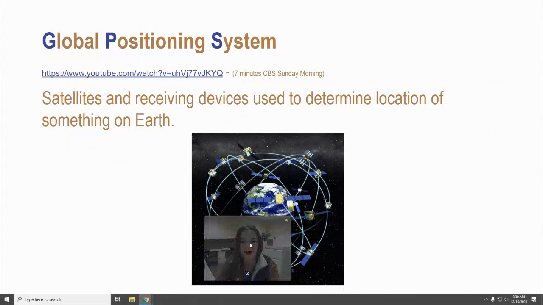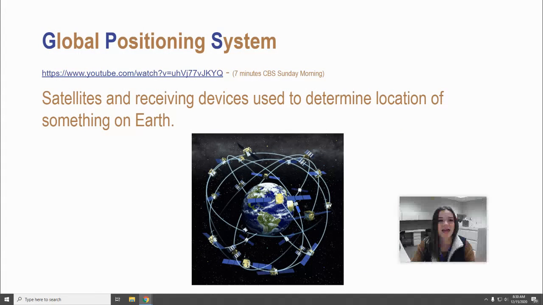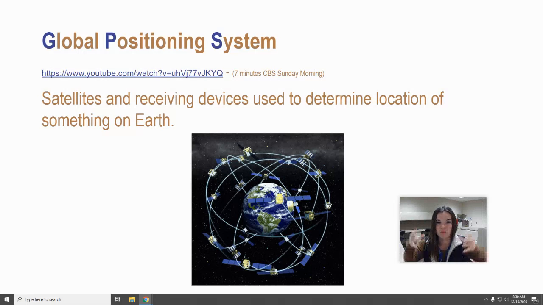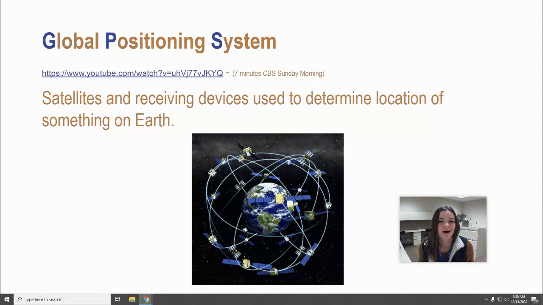Next, we're going to look at the more commonly known GPS, Global Positioning System. A global positioning system, your GPS, are satellites and receiving devices that are used to determine the location of something on Earth. And that picture does a nice job showing the satellites and receiving devices.